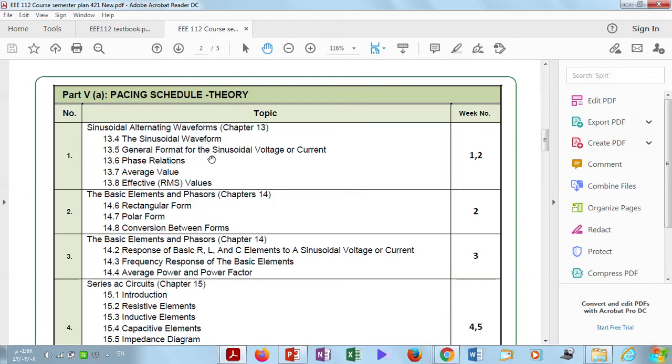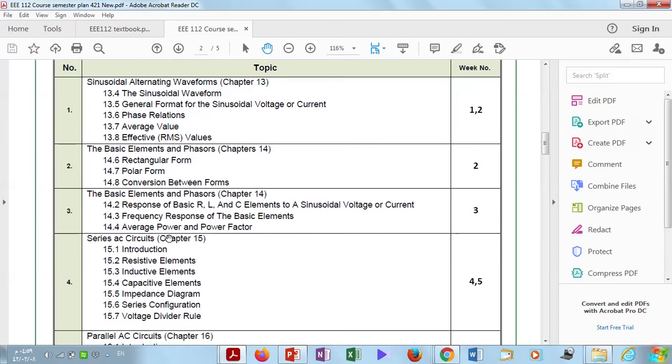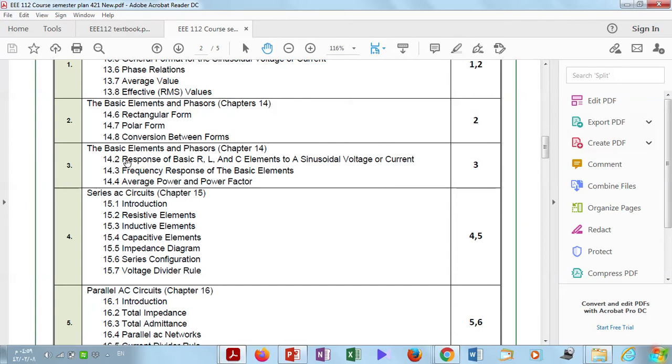All these we need to deal with as vectors. We studied these in math, and we studied some concepts in physics, and we will have a small review in chapters 13 and 14. Some topics in chapter 14 start talking about the electrical basics and phasors, the response of basic R, L and C elements to a sinusoidal voltage and current. We will see the relation between the voltage and current when we apply the voltage across a resistor, inductor or capacitor.